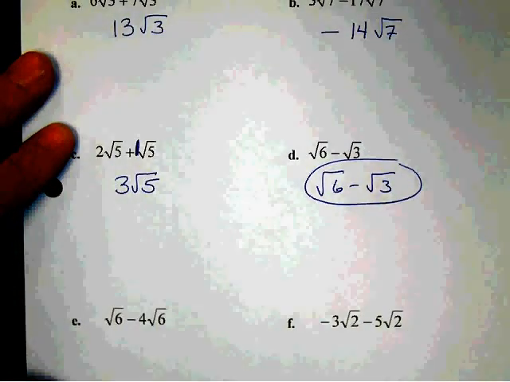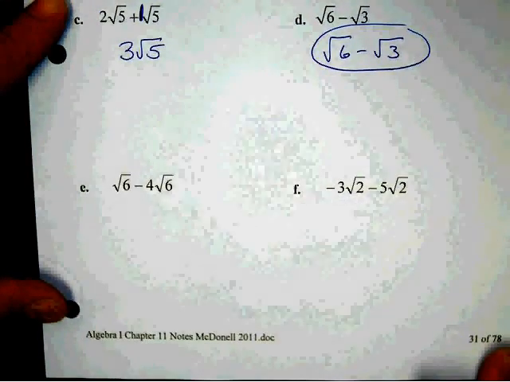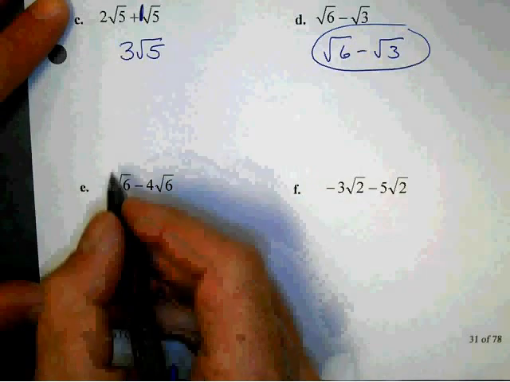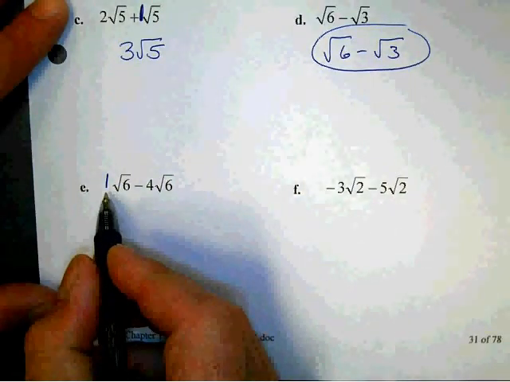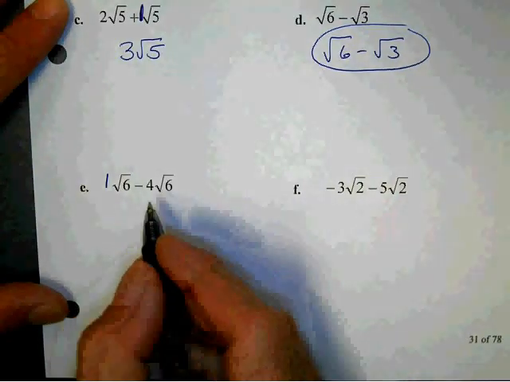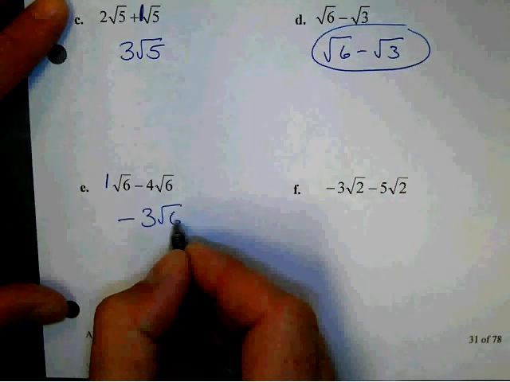Moving down. On E, is the radicand the same? How many square roots of 6 do we have here at the front? 1. Tara, help me here. 1 square root of 6 minus 4 square roots of 6. You got it. -3 square root of 6.